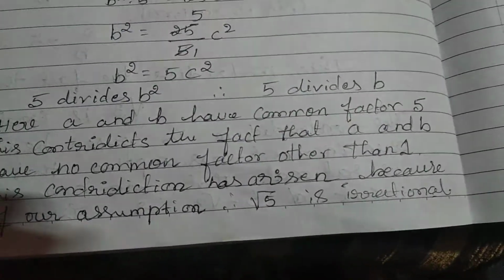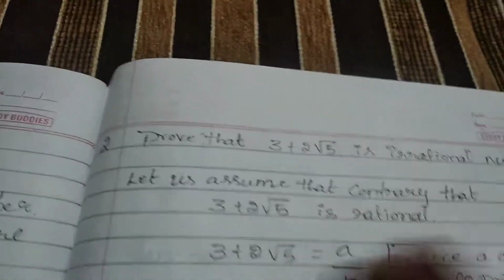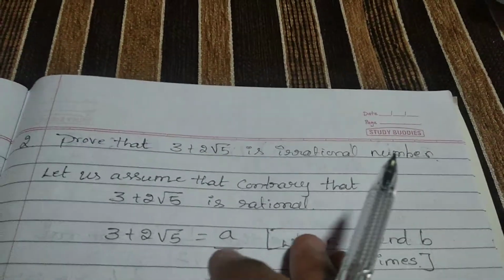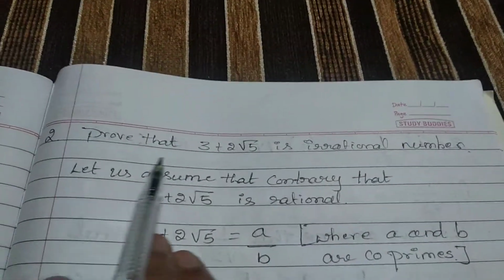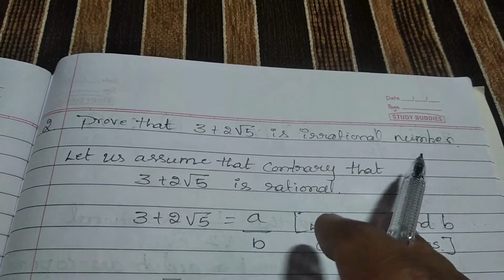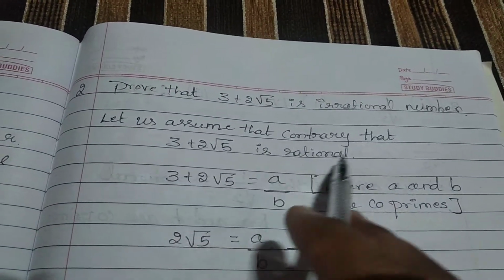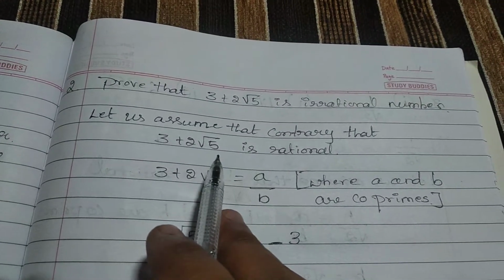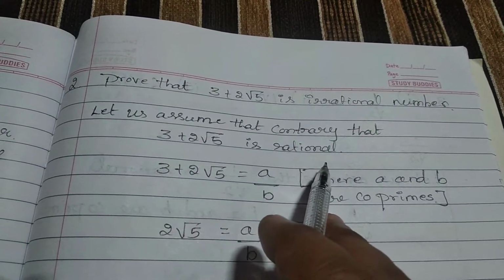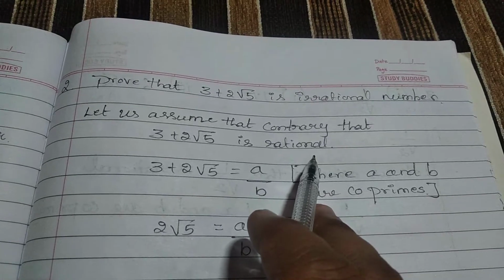Okay, so next, we'll go to the second question. Prove that 3 plus 2 root 5 is an irrational number. The same thing we'll do. Let us assume the contrary, that 3 plus 2 root 5 is rational. So first we have to assume that it is rational.